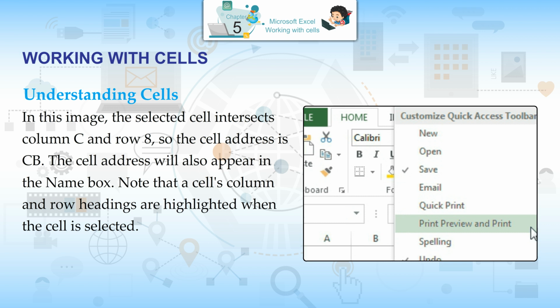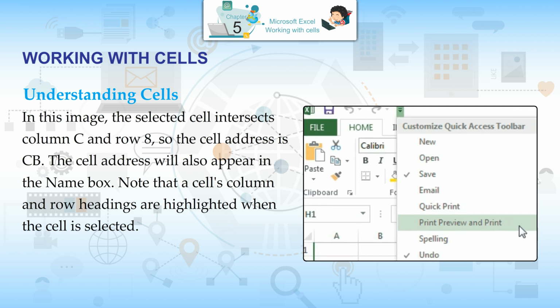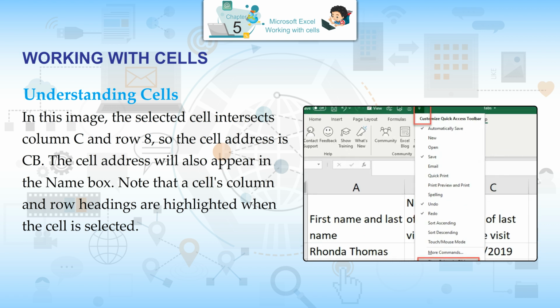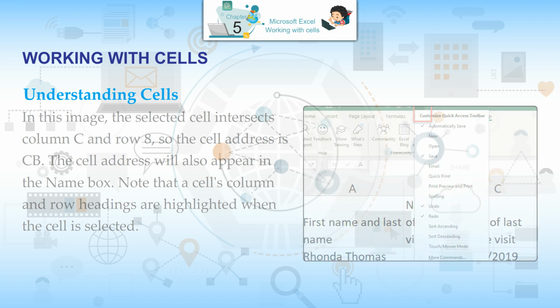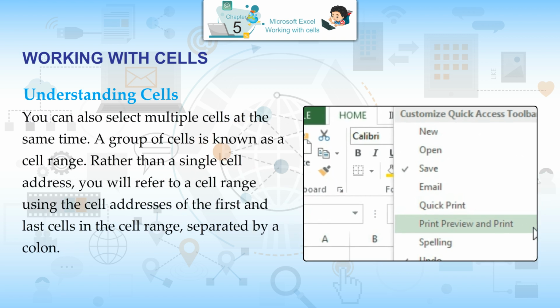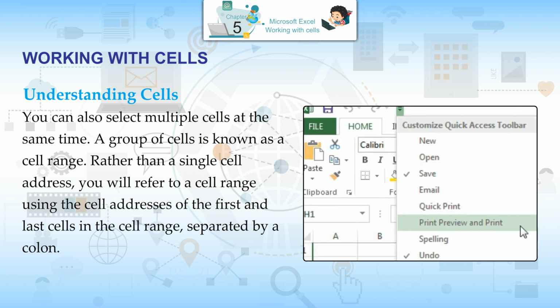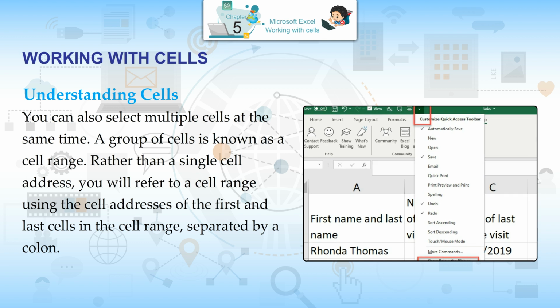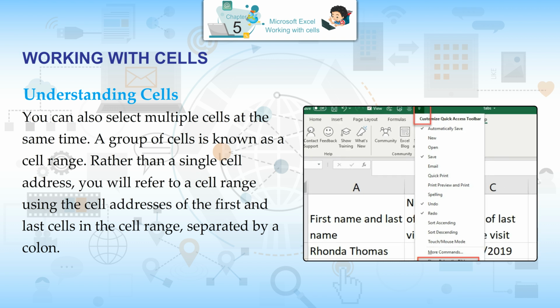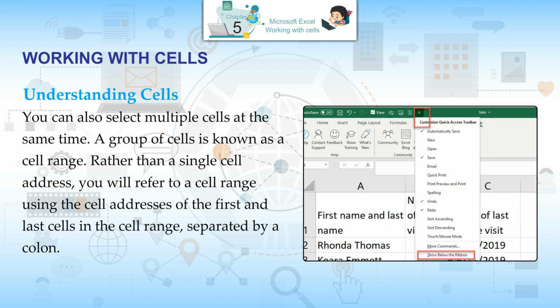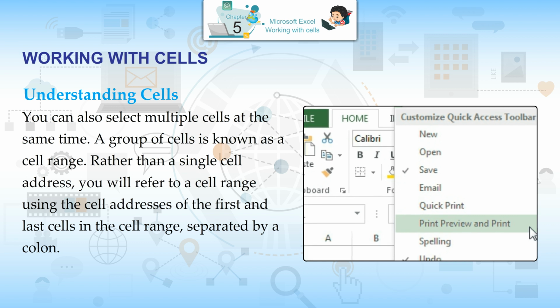The cell address will also appear in the name box. Note that a cell's column and row headings are highlighted when the cell is selected. You can also select multiple cells at the same time. A group of cells is known as a cell range. Rather than a single cell address, you will refer to a cell range using the cell address of the first and last cells in the cell range, separated by a colon.